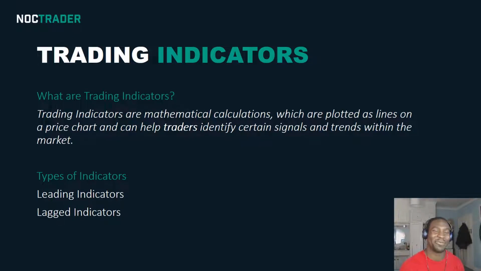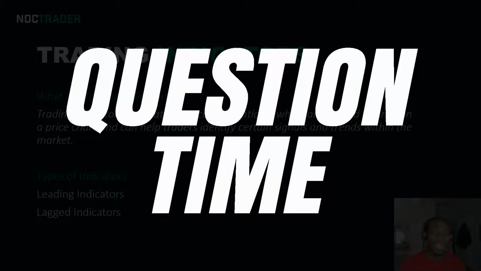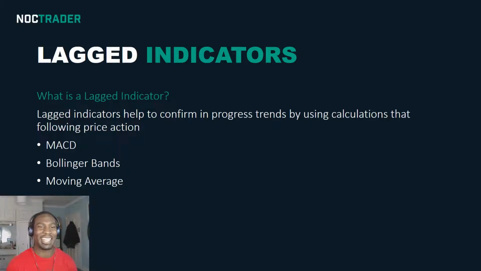Question time for you guys. Is Fibonacci a leading or lagged indicator? I'm going to give you the answer at the end of this video. So what is a lagged indicator?